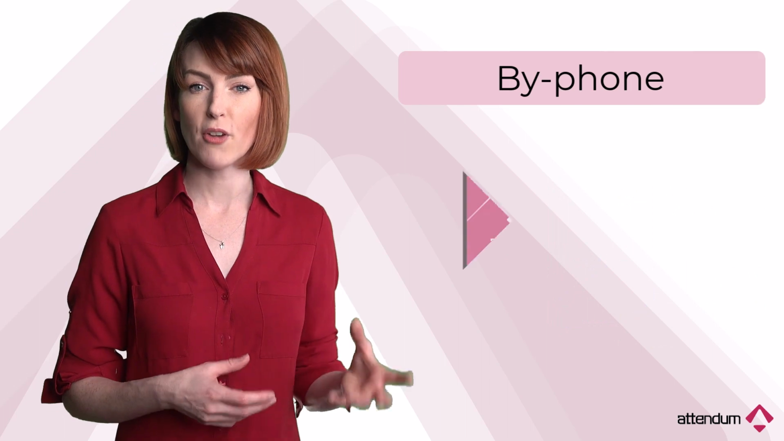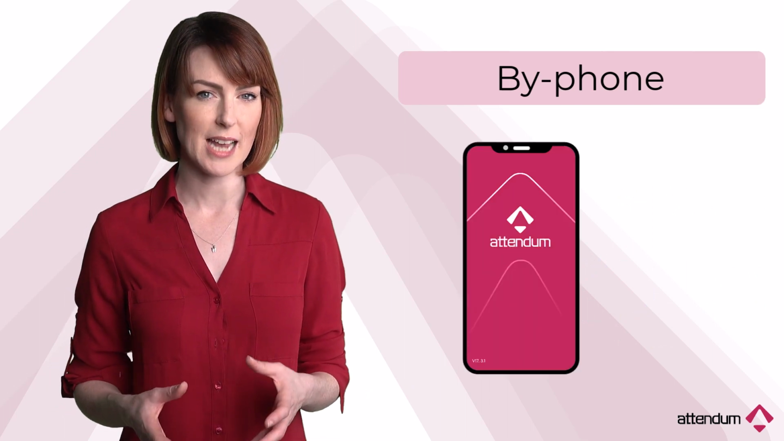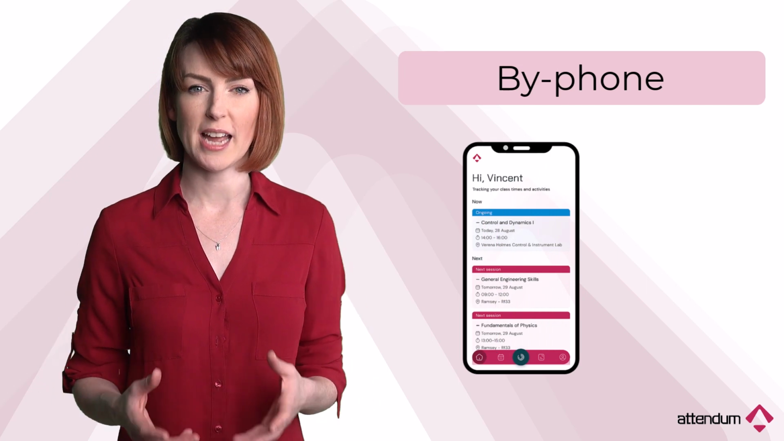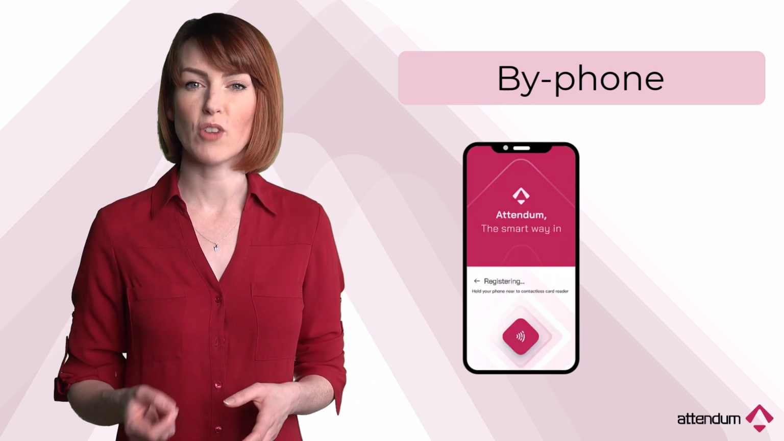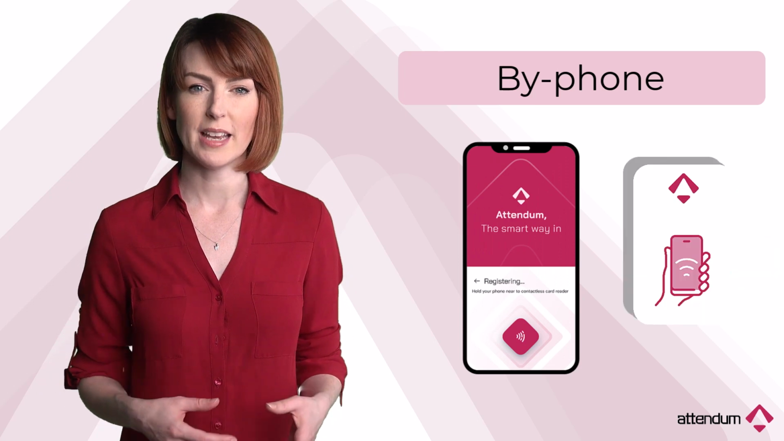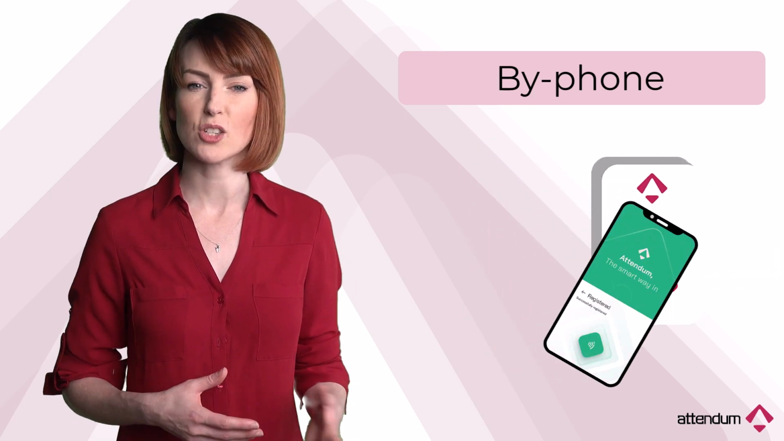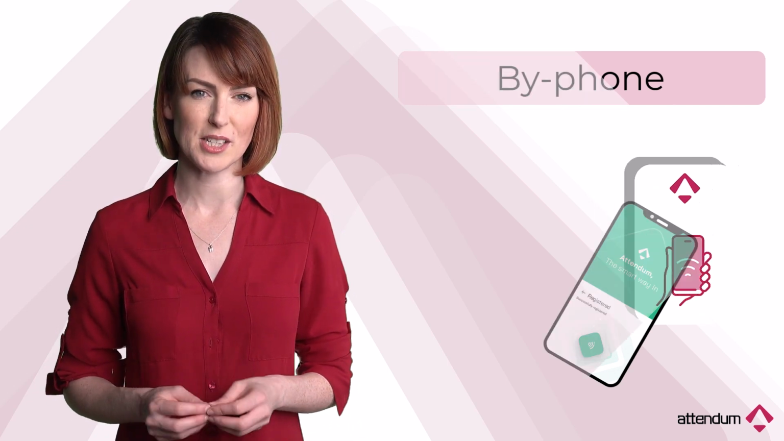For the by phones method, you'll need to install the Attendum app on your mobile phone. After signing up, you can register your attendance by opening the app and tapping the registration button. Following this, tap your mobile phone onto the registration device. For more details, please watch the dedicated video on this topic.